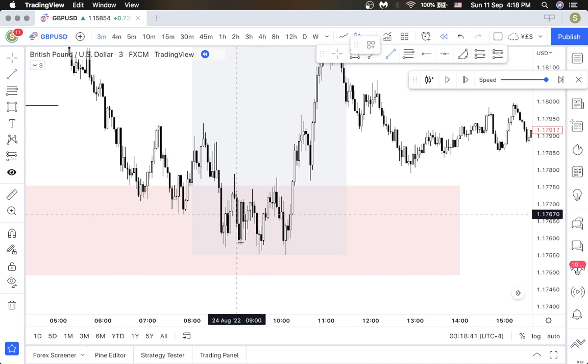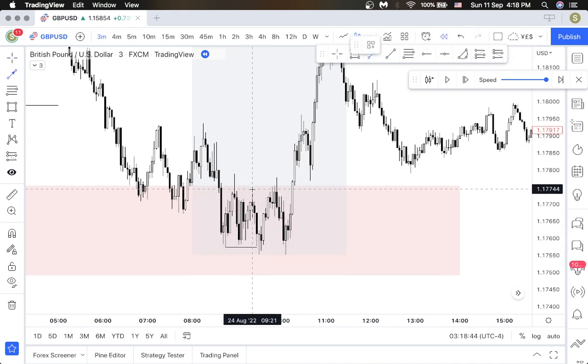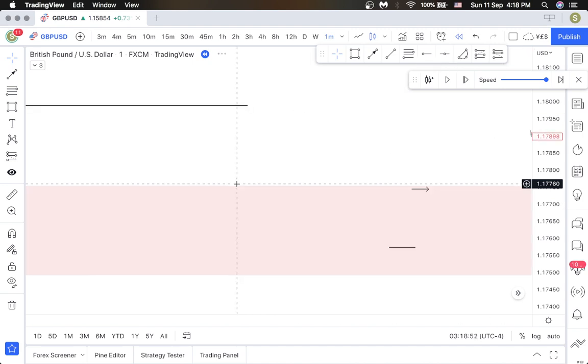Where's the stop hunt? We're waiting for the stop hunt. We have a stop hunt. Where's the break of structure? We have a break. I'm assuming a 1-minute break. Wait, let me see if I can use that. Oh, I can. I can use 1-minute time frame. Sweet. Okay. I thought I wouldn't be able to use it.